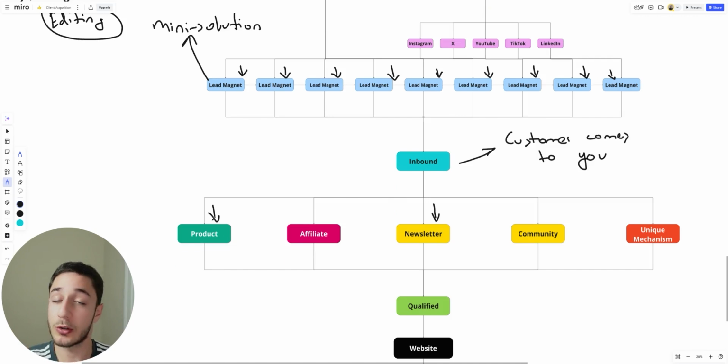And when they click those links, they can be taken to various places. They can either go directly to your product page to maybe get a free trial, right, like a demo. They can maybe go to an affiliate page where they can become affiliates for your product. They can go to a newsletter page where they put in their email, they get sent the newsletter, and they get that information, right?